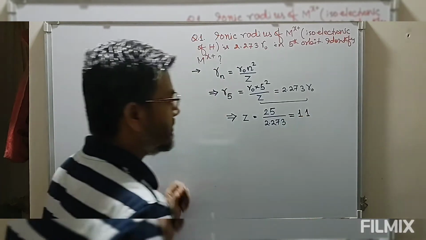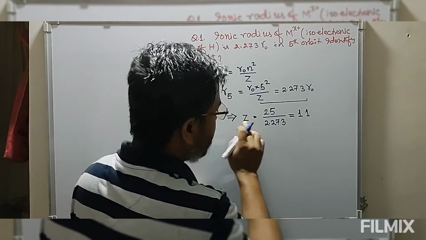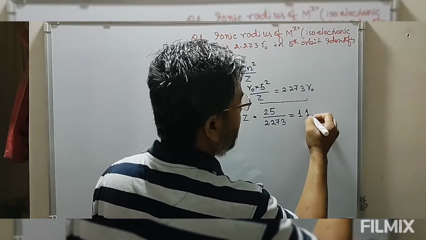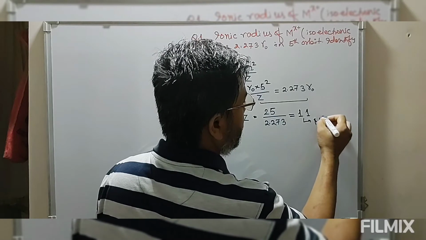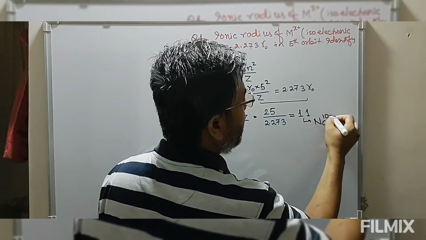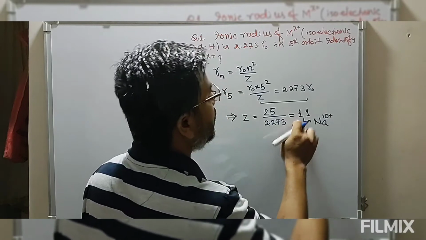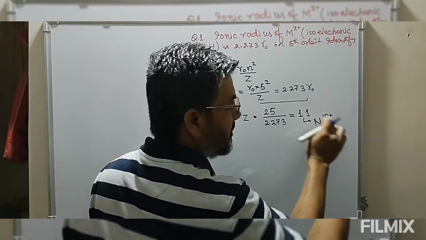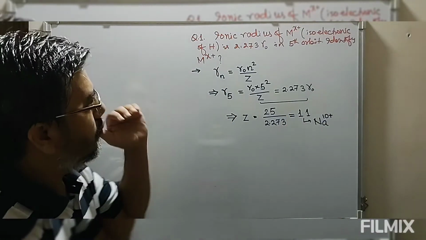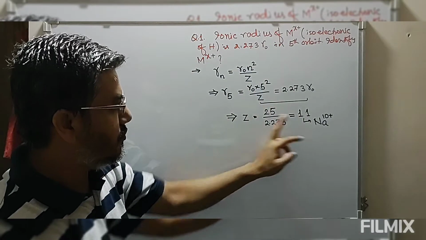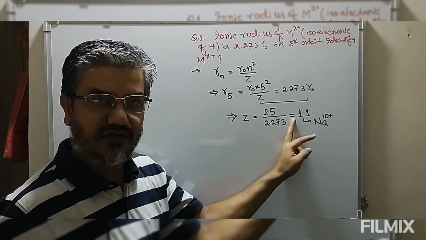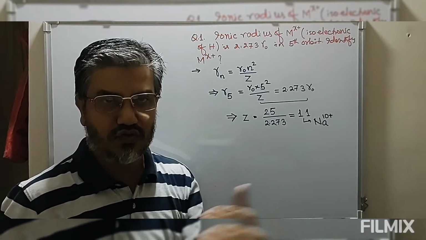So now we look at this, atomic number is 11. So since the atomic number is 11, this element is sodium. Sodium, atomic number is 11. So sodium X plus, X should be plus 10. So identify the M. So M is sodium, because atomic number comes out to be 11. So atomic number 11 is sodium.